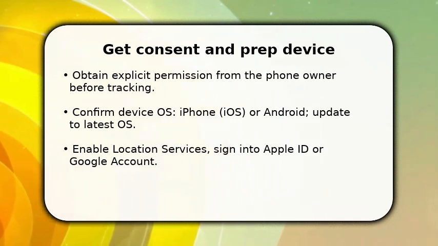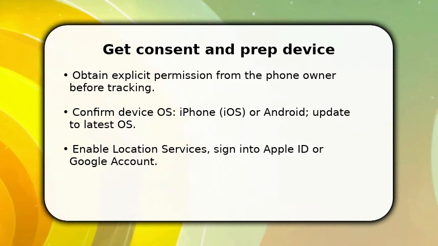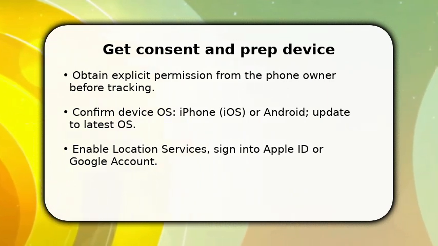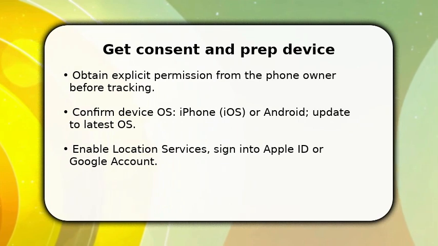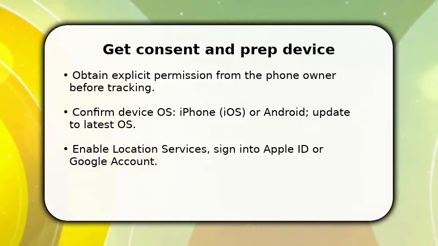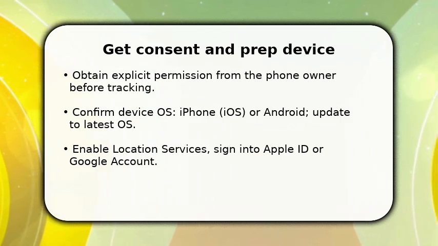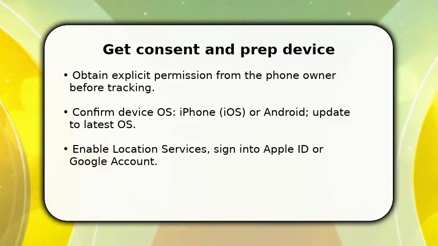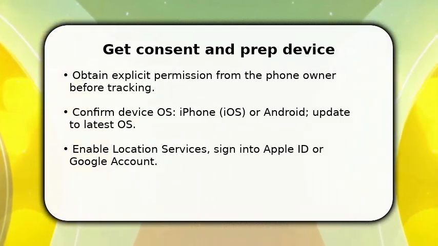Next, sign into the same account family group or add the person to your family sharing or Google Family group. Finally, enable the phone's background location and battery optimizations so the location remains accurate. These initial steps set the permissions and connectivity you need to proceed.